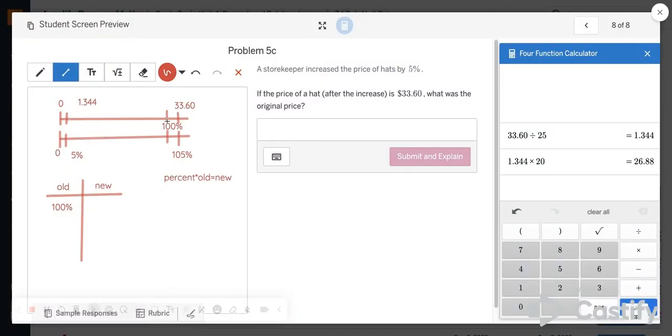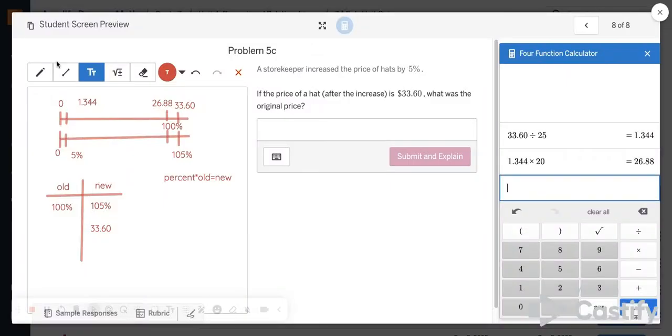So without drawing all the little lines on there, I can see that my old amount was $26.88. If I'm going to do a table, I have an old and a new and a 100% as the old percent, because that is always the old percent, and my percent after the percent increase, my new percent would be 105%, because again I'm going to add that on. This time I'm going to put $33.60 in the new column, because that is the new price.